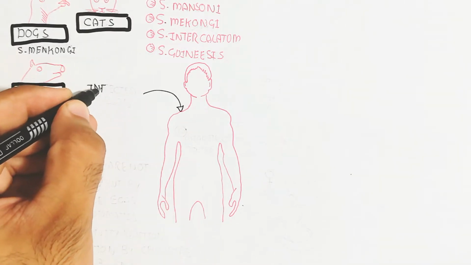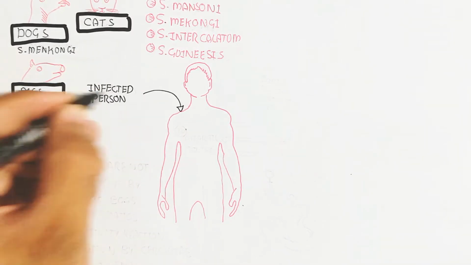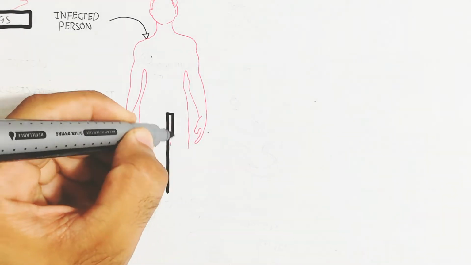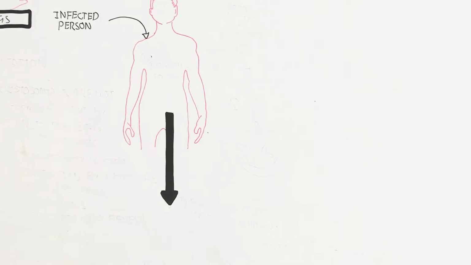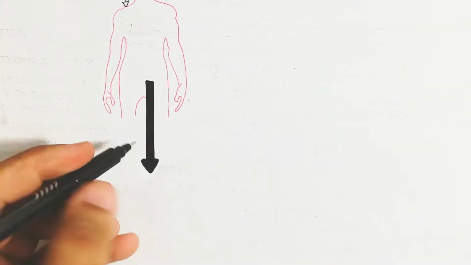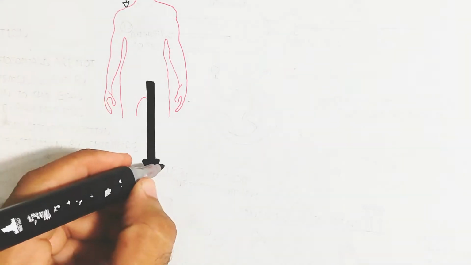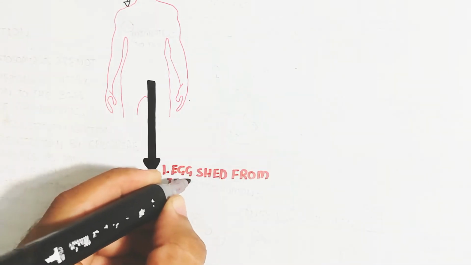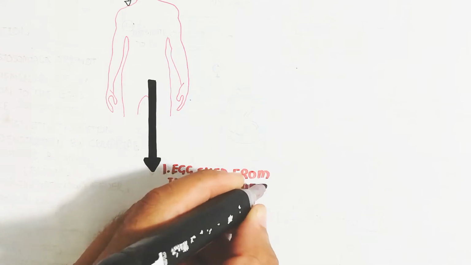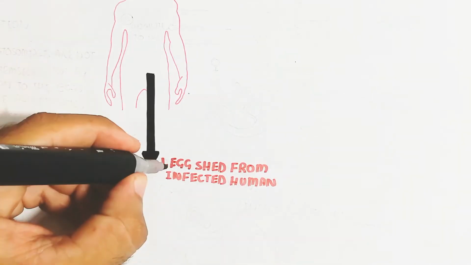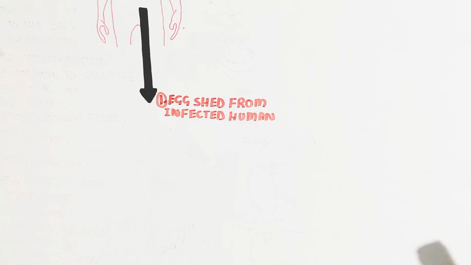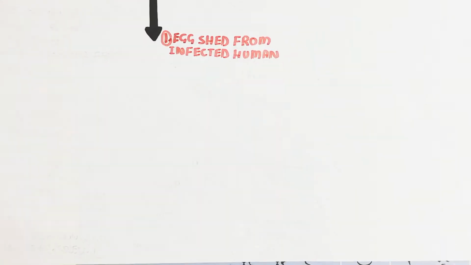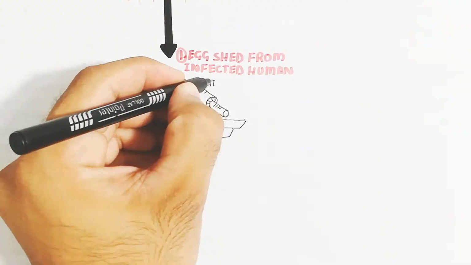So here is the person. This is the infected person, who contains a Schistosoma species. Eggs are shed from the infected human. First, the eggs shed from the infected human can be identified through microscopic study, in the urine and feces.